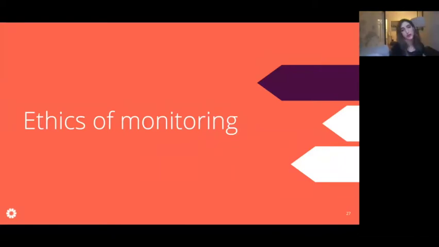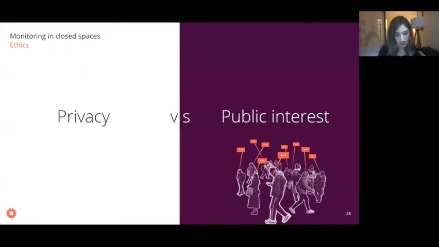Jumping into the ethics of monitoring. We spent quite a bit of time on this, and quite a bit of time thinking about this as an organization as well, because if you're going to spend time researching misinformation in messaging apps and other kinds of closed groups, ethics is a really important topic. And it's really important because we have to constantly weigh privacy and people's rights to privacy against the public interest, right?